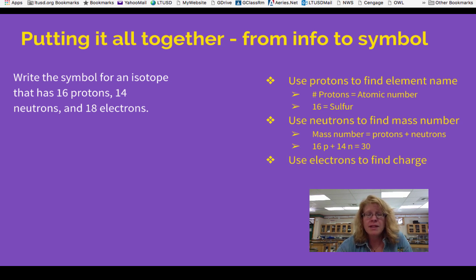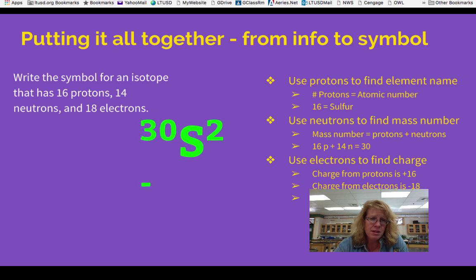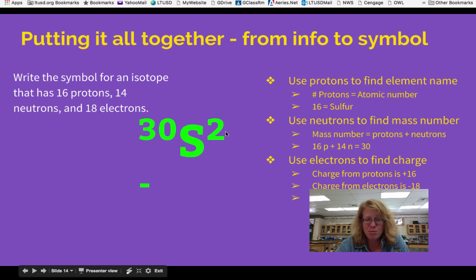And then the last thing is you're going to use the electrons combined with protons to figure out what the charge overall is. So my protons was plus 16. My electrons is negative 18, or so 18. So my total charge means I have a 2 minus charge, 2 more electrons than protons. So did you get it? Oh, that little negative should be up here. So it should be 30S with a 2 minus charge. That little negative sign goes right there. So like I said, if you can do that, you're pretty sophisticated.